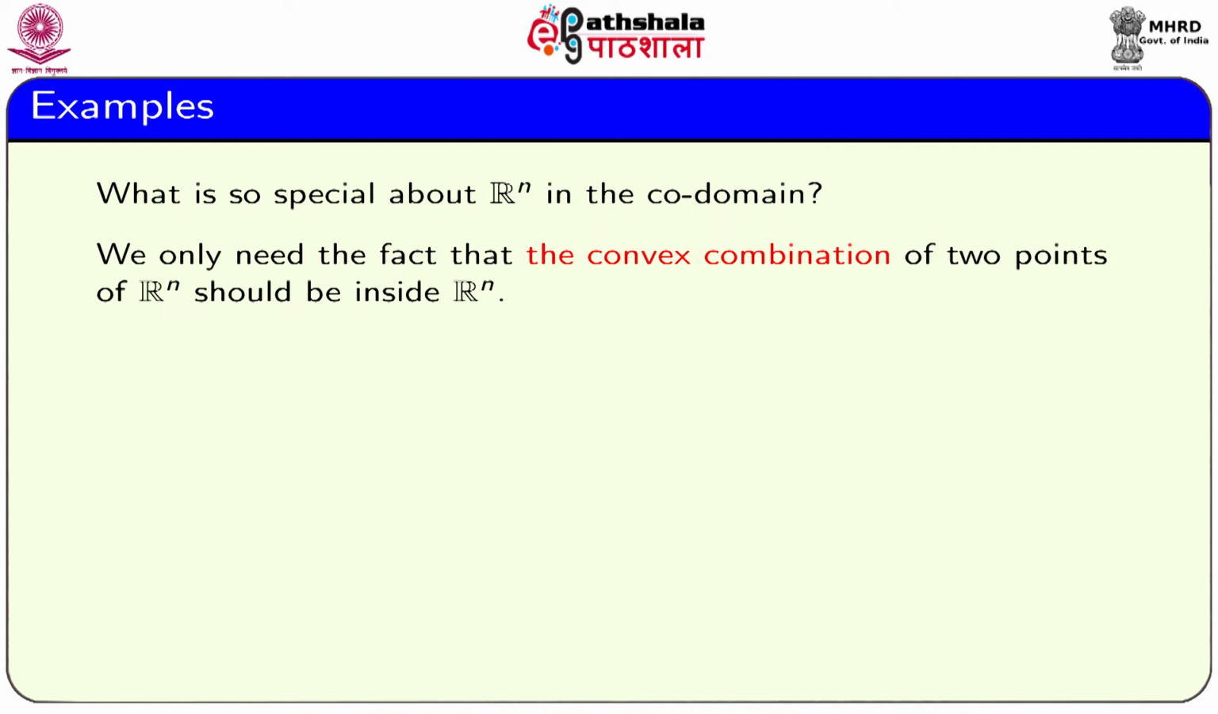We only need the fact that the convex combination of 2 points of Rn should be inside Rn. That means given 2 points in Rn, we want to join them by a straight line, and what we want is that the line should be within Rn. All the points on this line should be within Rn. So that is what we mean by convex combination. So we get a more general example.